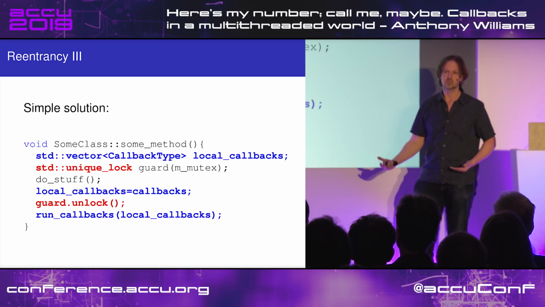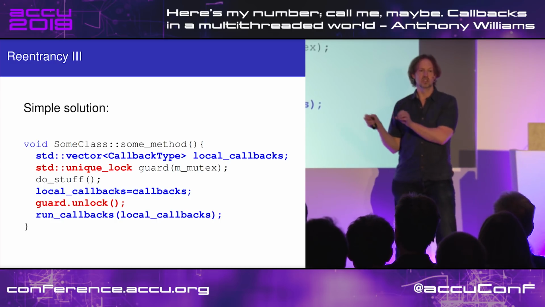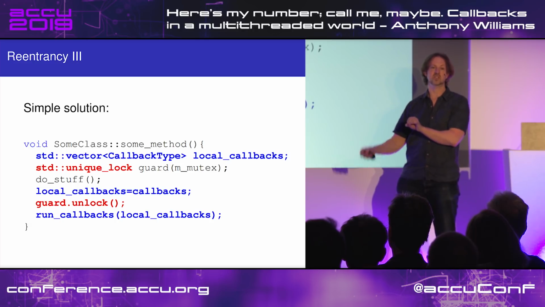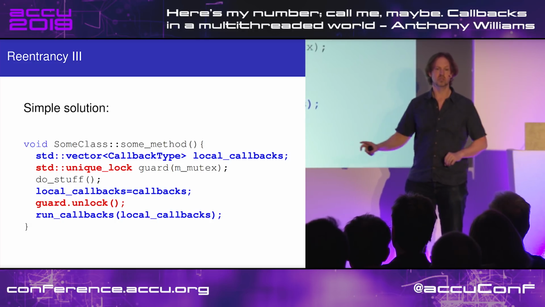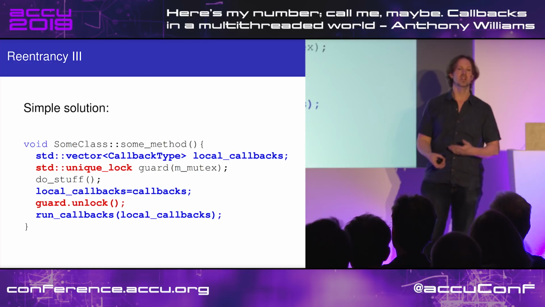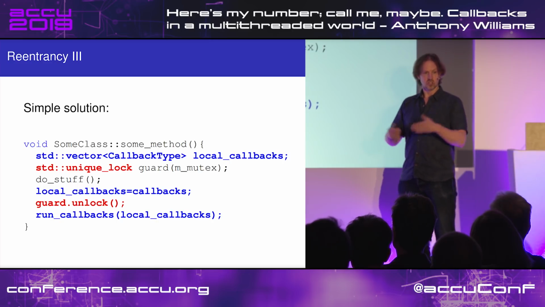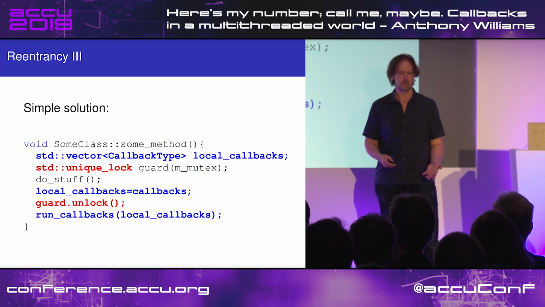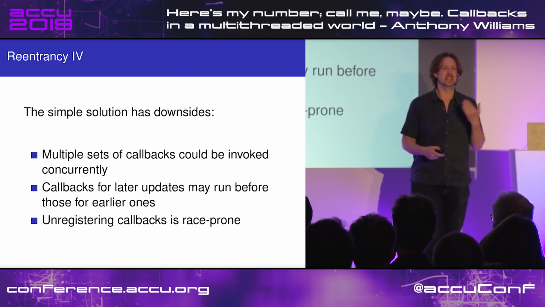So I have my list. If somebody modifies the list in the background, that's fine. If somebody locks the mutex for some other purpose, that's fine. My callbacks are now not run whilst the mutex is locked. So this solves the initial set of problems. But it has downsides.